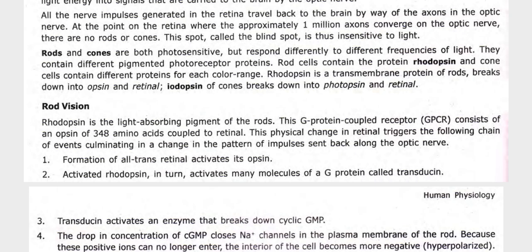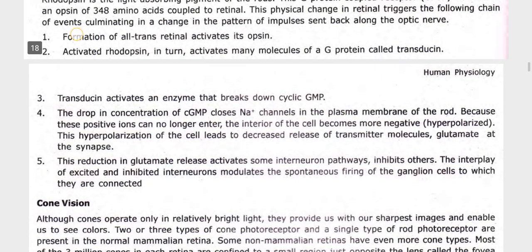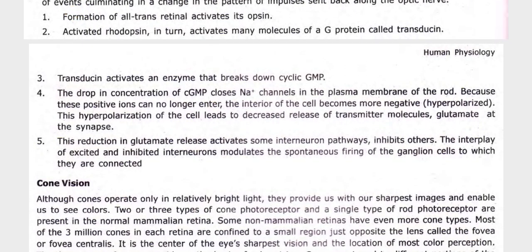Rod vision. Rhodopsin is the light absorbing pigment of the rods. This G protein coupled receptor, or GPCR, consists of an opsin of 348 amino acids coupled to retinal. This physical change in retinal triggers the following chain of events, culminating in a change in the pattern of impulses sent back along the optic nerve. The formation of all-trans retinal activates its opsin. Activated rhodopsin in turn activates many molecules of a G protein called transducin.